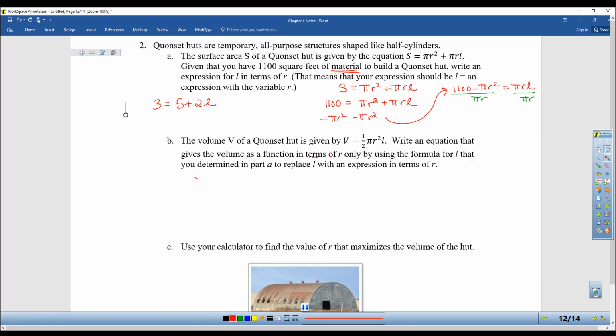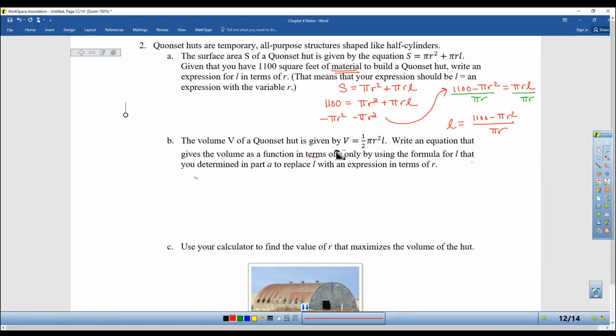Now be careful. You don't want to cancel these pi's or these r's. You can't undo subtraction by division. So you're stuck at this point. So your final answer is L is equal to 1100 minus pi r squared over pi r. And again, if you need another example of that, if you had 12 minus 5 over 5, that would be 7 over 5. It certainly wouldn't be 12, right? So when people see it with numbers, they don't tend to make that mistake, but when they see it in algebra, sometimes they do. So be careful.